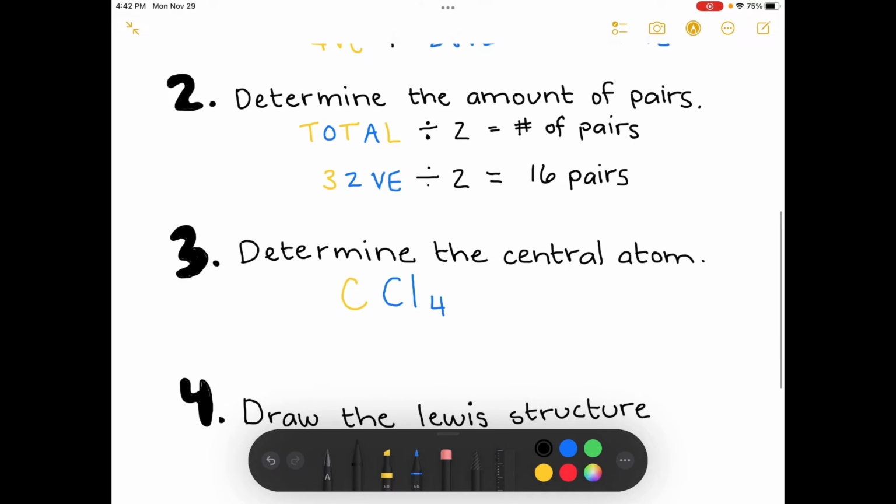Next, we need to determine the central atom. The central atom is typically the element that has the lowest subscript, because it can form more bonds with the element with the higher subscript. If they have the same subscript, it's the least electronegative atom or element that goes in the middle. Since carbon has a subscript of 1, carbon will be the central atom.